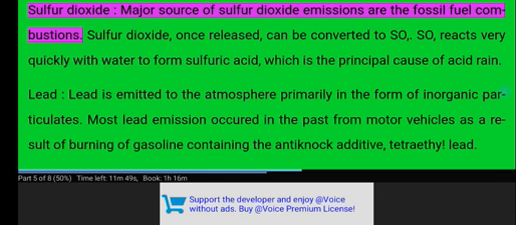Sulfur dioxide. Major sources of sulfur dioxide emissions are fossil fuel combustion. Sulfur dioxide, once released, can be converted to SO3, which reacts very quickly with water to form sulfuric acid, which is the principal cause of acid rain.